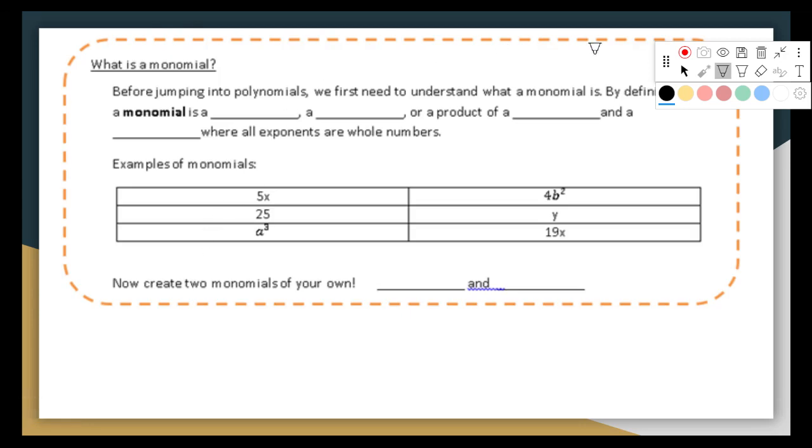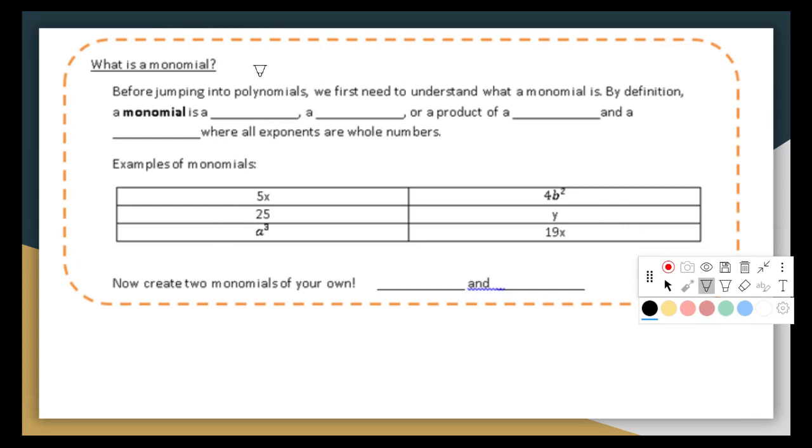Let's talk about what a monomial is. A monomial is a number, a variable, or the product of a number and a variable, where all the exponents are whole numbers. These are examples of monomials right down here. We have 5x, a number times a variable. 25 is just a number. a to the third, remember on the last slide we said that's a variable now. a to the third is a variable by itself. 4b to the second. 4 would be the coefficient of b to the second, which is my variable. y, the coefficient of y is a 1. There's a 1 there, you don't see it. And 19x.